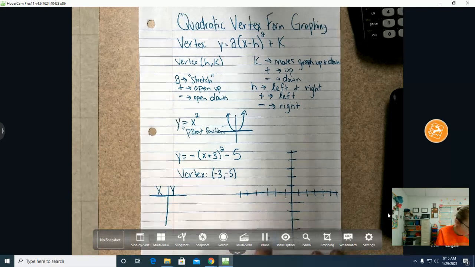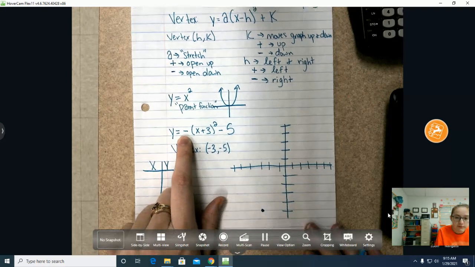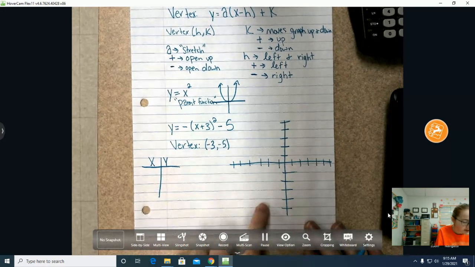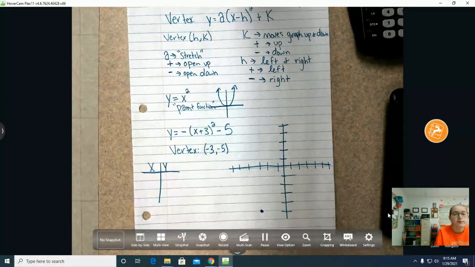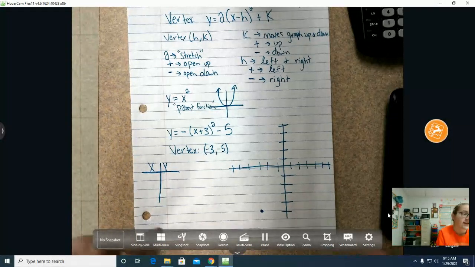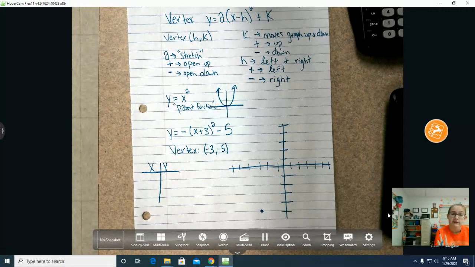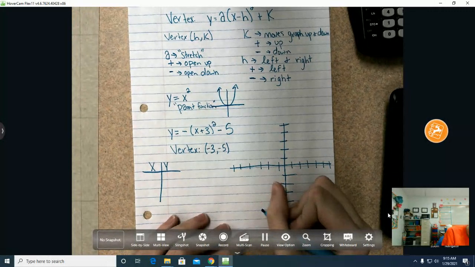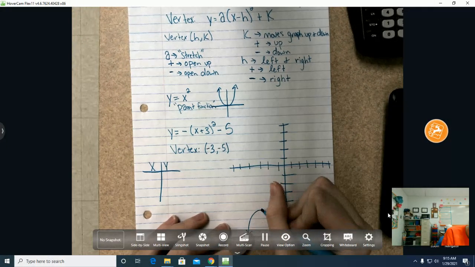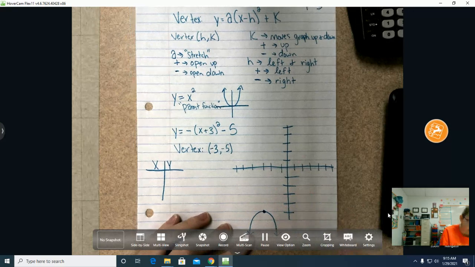We know our A value is negative, so it's going to be opening downwards. So if we were asked to sketch this graph, there's a difference between sketching and actually graphing. A sketch doesn't actually have to be too accurate as long as you have the right shape, like the right vertex and things. So if we were to sketch this, we would just go like this, and we'd go like this, and we'd call that good.